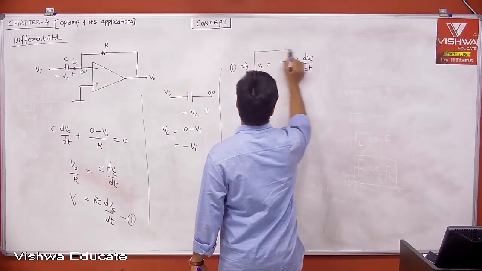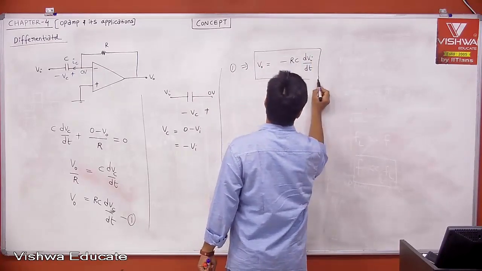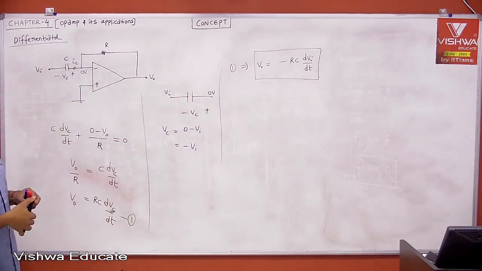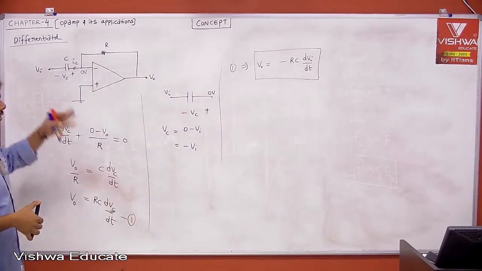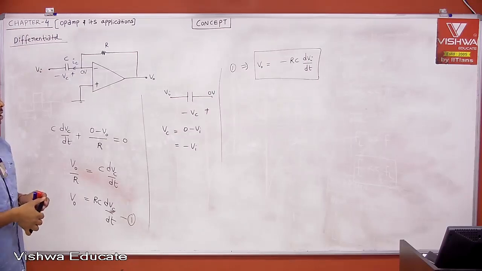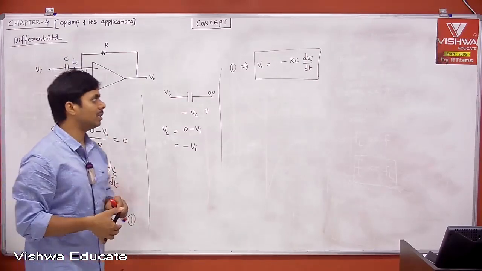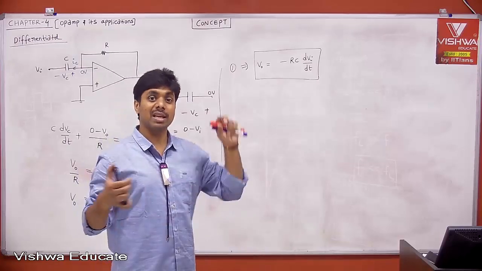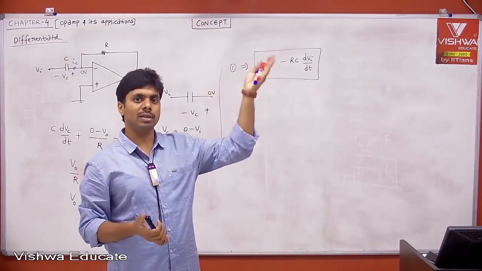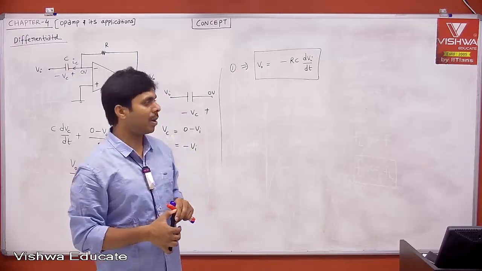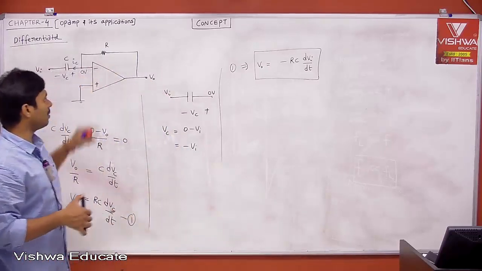Therefore, what is your output? It is not only doing differentiation. Practical differentiation is that if you apply a square wave, it tries to give you impulses. Then RC is what limits the impulse, and the maximum and minimum it can go is plus or minus VCC. You cannot get more than VCC or below minus VCC at the output of your Opamp because it is limited by the power supply.